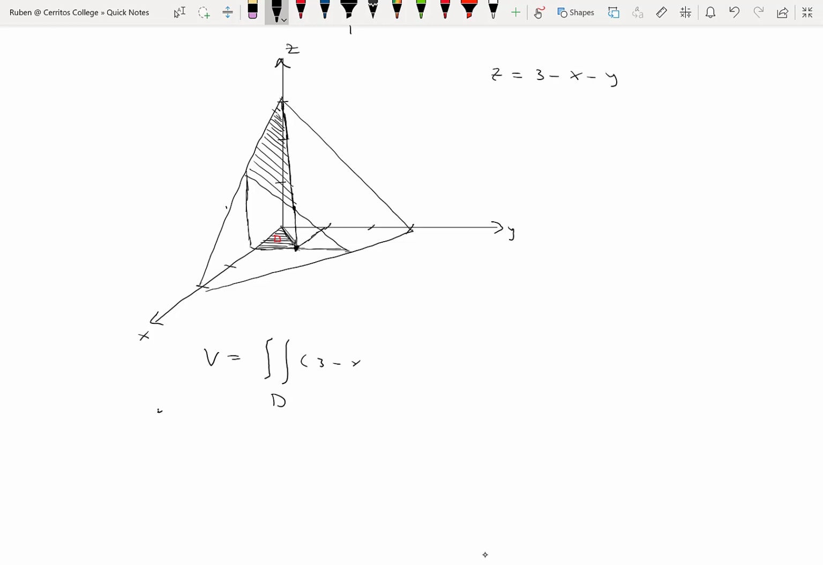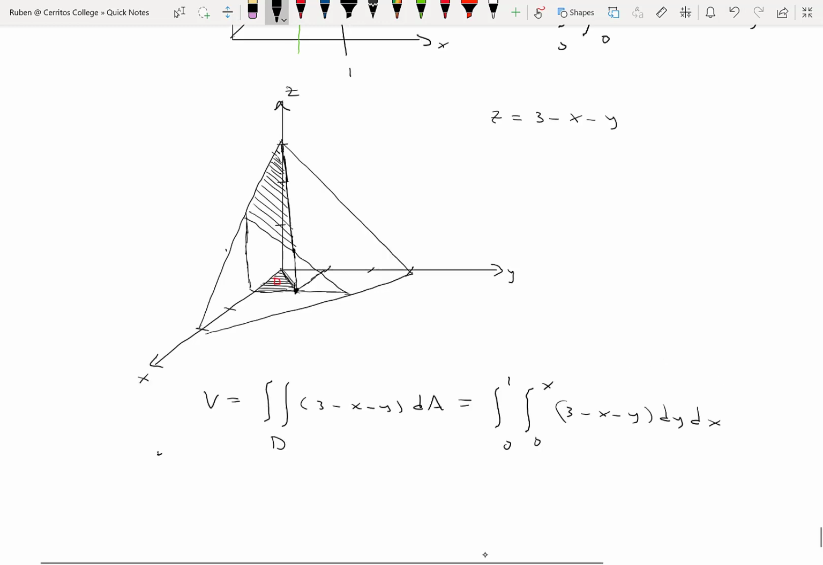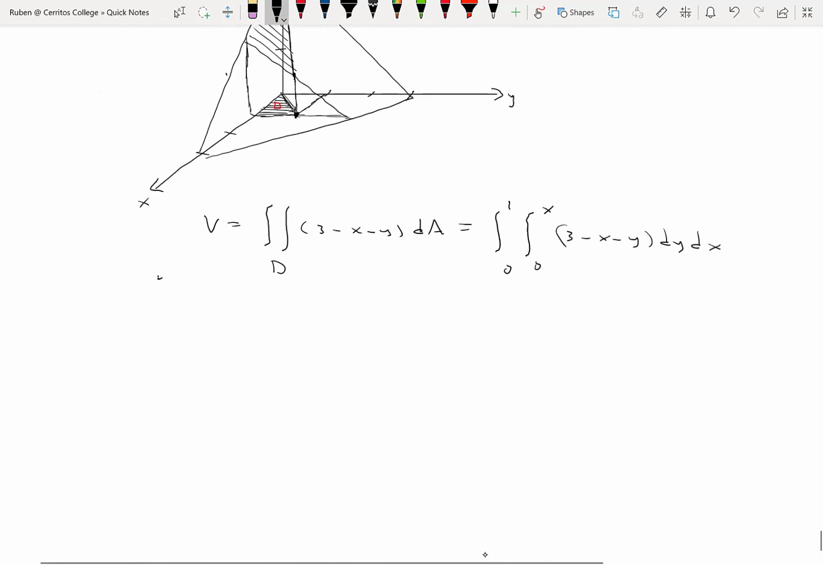3 minus x minus y dA, and that equals the integral. I'm just copying down what I couldn't drag earlier. 0 to x, 3 minus x minus y, first with respect to y, then with respect to x as the iterated integral. All right, so let's evaluate that integral just for a little practice.